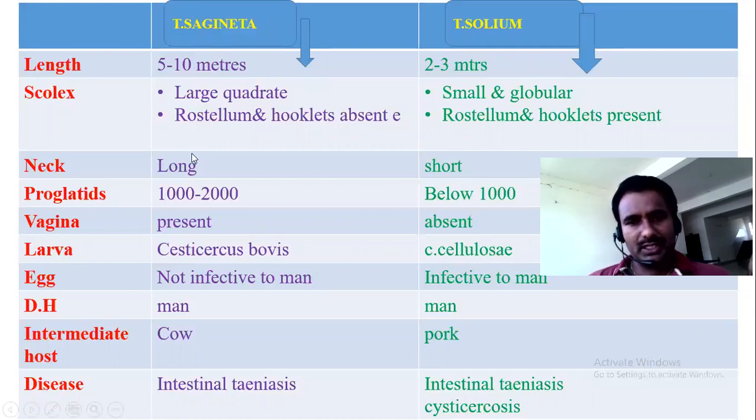The neck is longer in saginata and short in solium. Proglottids are 1000 to 2000 in saginata, less than 1000 in solium. The vagina is present in saginata and absent in solium. The larva is Cysticercus bovis in saginata and Cysticercus cellulosae in solium. In saginata the egg is not infectious to man, whereas in solium the egg is infectious to man. The definite host is man in both. The intermediate host is the cow in saginata and the pig, that is pork, in solium. Saginata causes intestinal teniasis, whereas solium causes intestinal teniasis and cysticercosis.